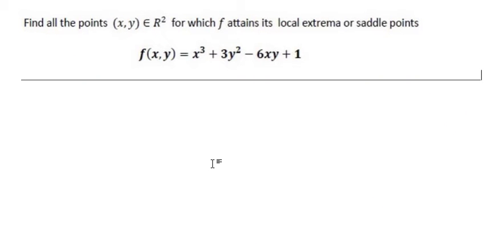The topic today is about local extrema and saddle points. So I will show the technique for how to answer the question. We have a function in here, and in this function we have two variables, x and y. So we need to take the first derivative with respect to x and then the first derivative with respect to y.